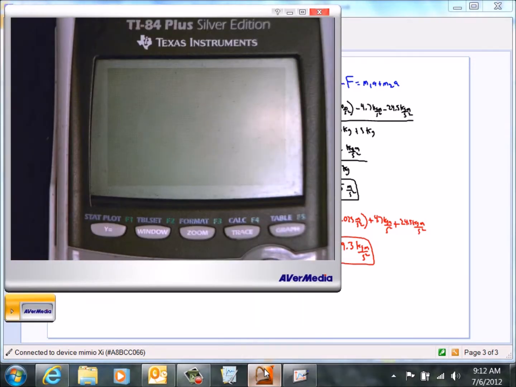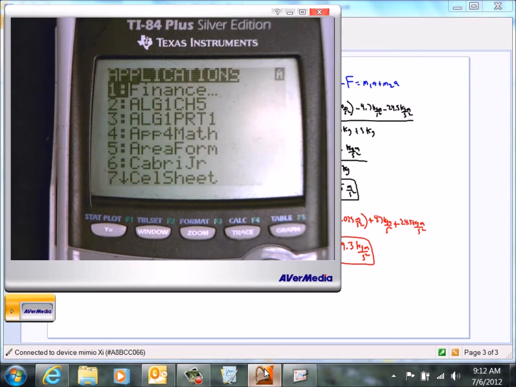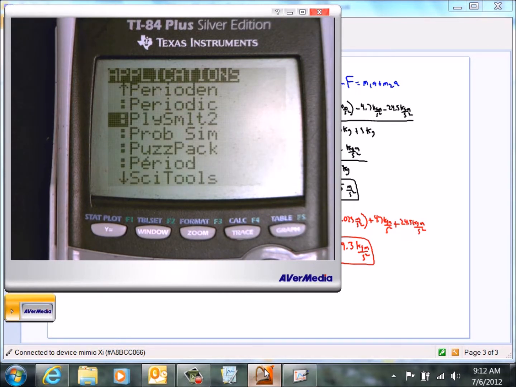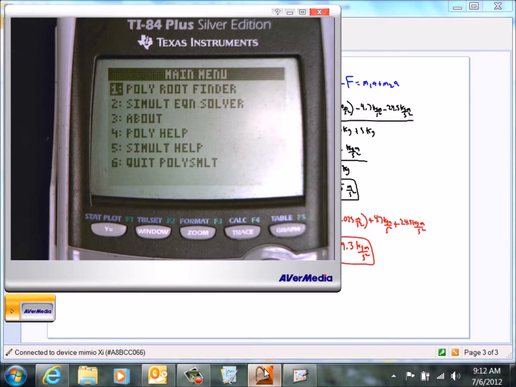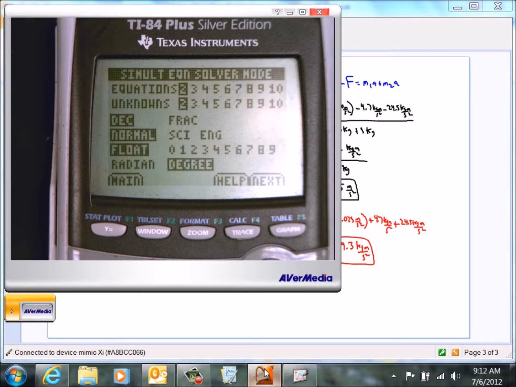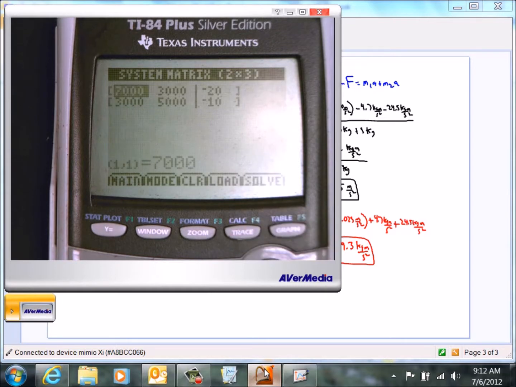And again, I still want to see the work that you know how to do it the long way. So again, I'm going to go into my apps, and I'm going to open the same app that I did before, that one that's called PolySimult 2. But this time I'm going to tell it that I want to use the simultaneous equation solver instead of the polynomial root finder. So that's choice 2 in the menu. Press enter. And the first thing it asks me for is how many equations do I have and how many unknowns do I have? Well, in this problem there were 2 equations, there were 2 unknowns. And that's how everything's set up. The rest of everything should be fine. I'm going to hit next.